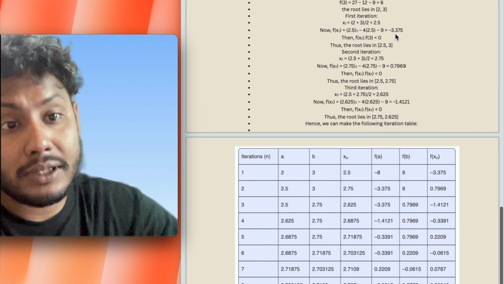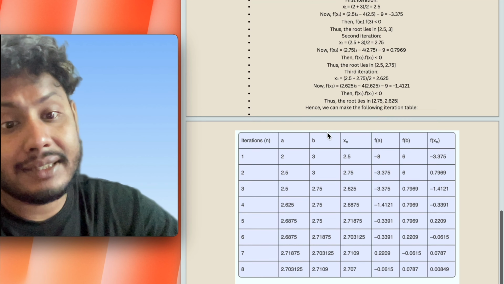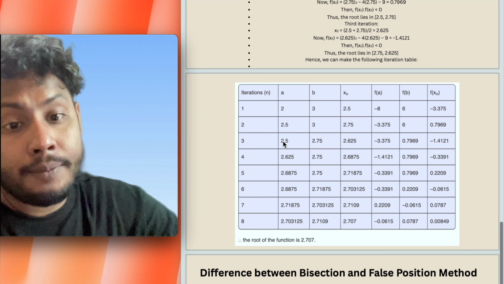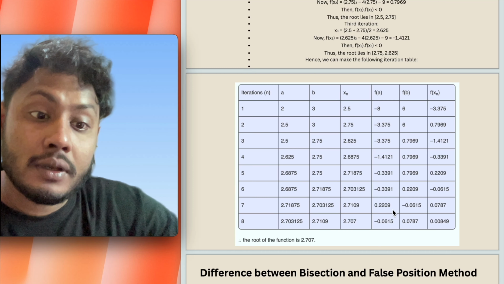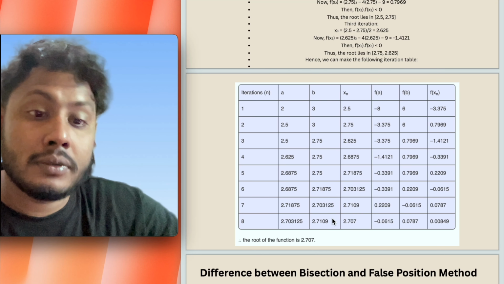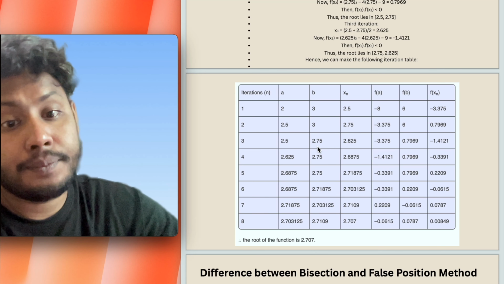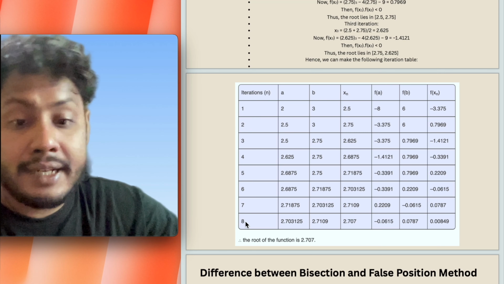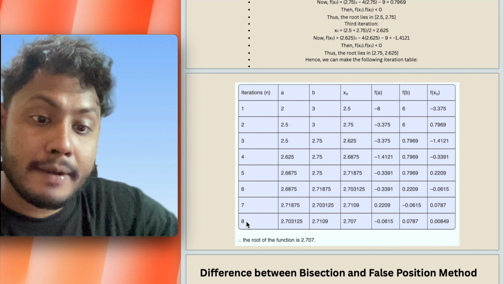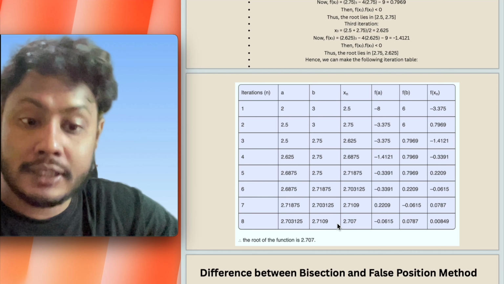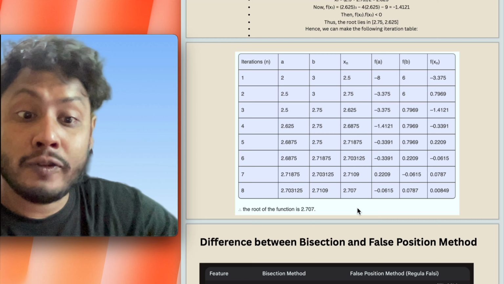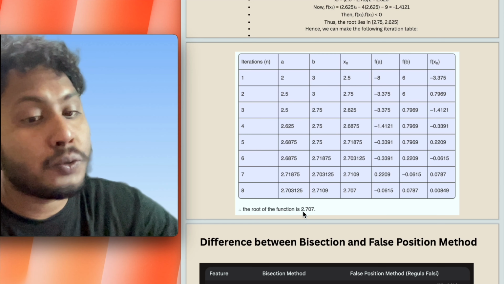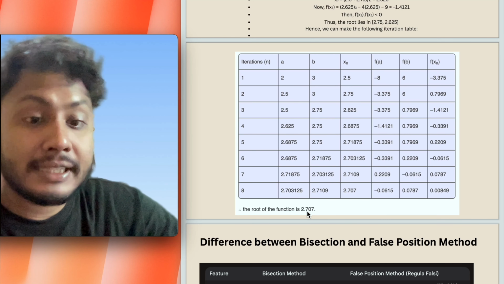According to this formula we work through all the rows. After the 8 rows are done, we get the root value. The root value is 2.707.